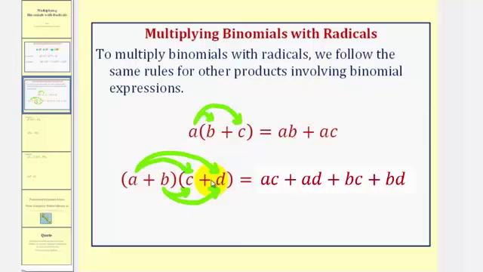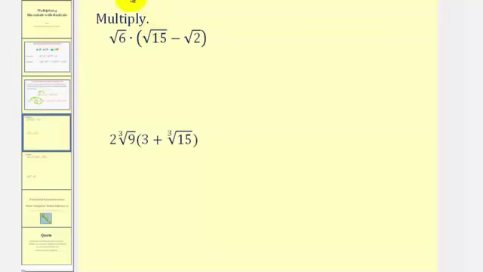Let's take a look at some examples. So here we'd have two products. We'd have square root 6 times square root 15 minus square root 6 times square root 2. So in this case, we'll multiply the radicands together. So we'd have the square root of 6 times 15. Notice how both of these terms are underneath the square root. And then we'd have minus the square root of 6 times 2. So this is the product, but now we want to simplify this.